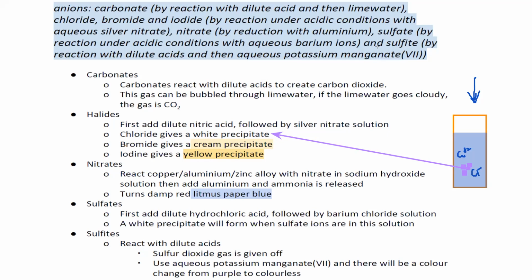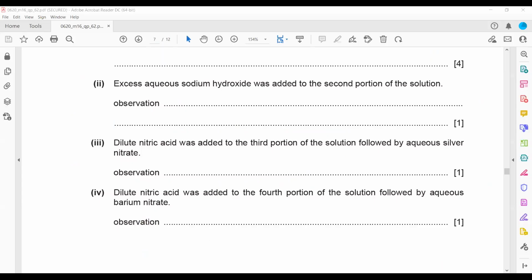So if our salt contains a chloride ion and we add aqueous silver nitrate, what will we observe? We'll observe a white PPT.